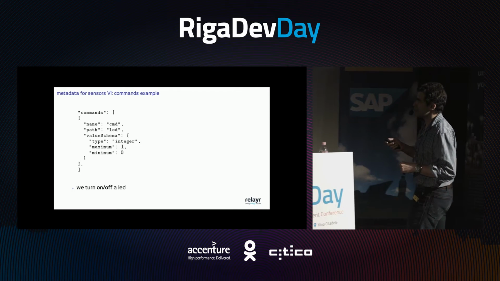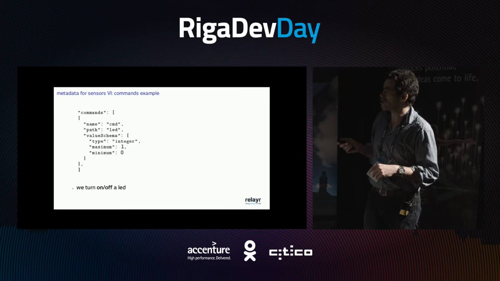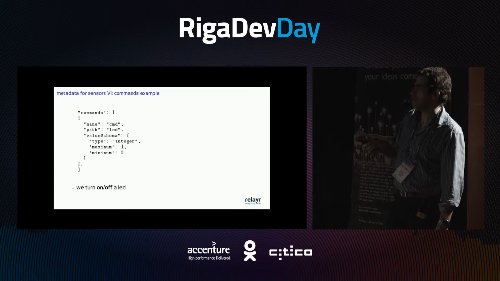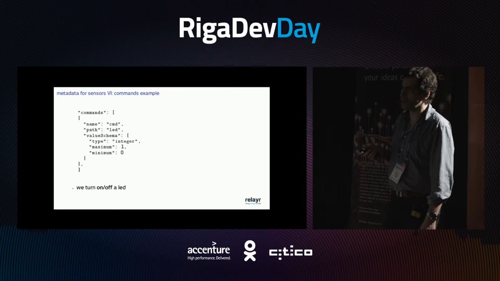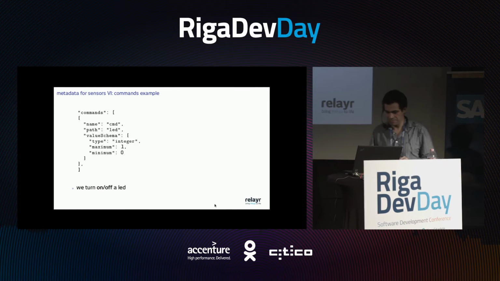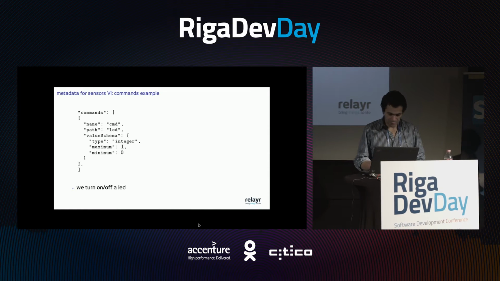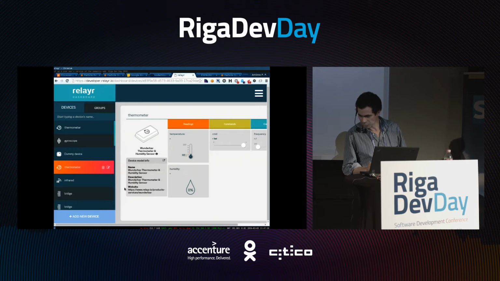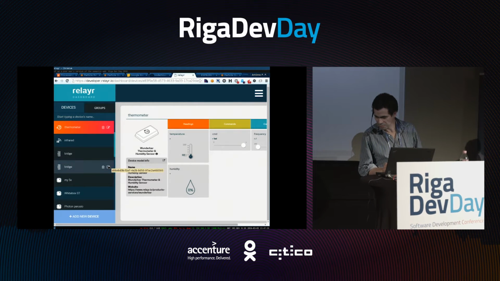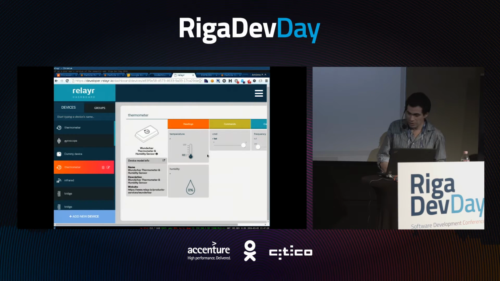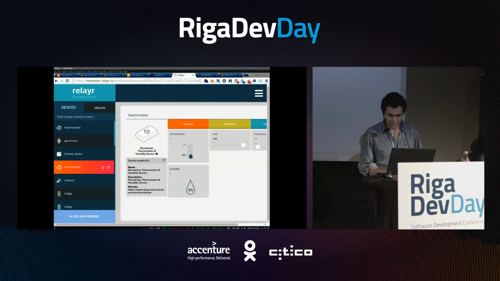So here it is. We have this JSON object that says commands, a name command, path led, and then we have a value schema. We know it's an integer and it only has 2 values, 0, 1. It turns on and off a LED. So I can show this on the phone. Go to the phone again. I'll show you. You can see here that this is the command about turning off the LED, but I'll show it on the phone.